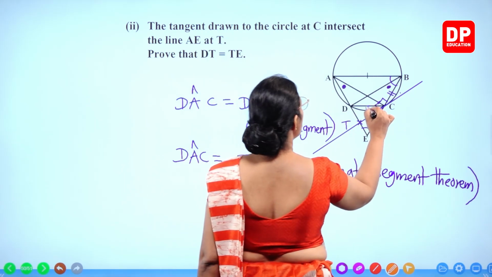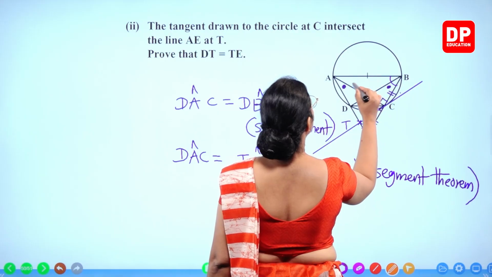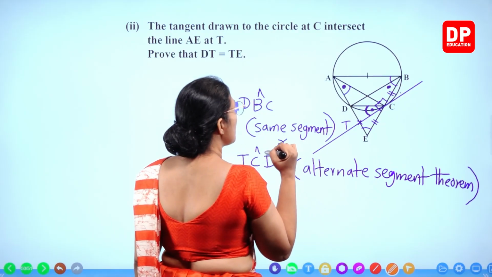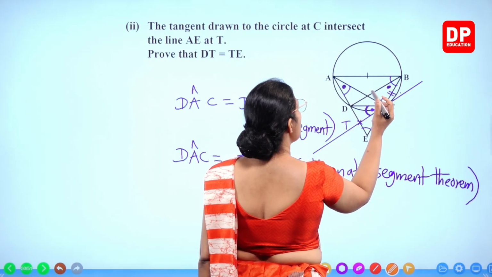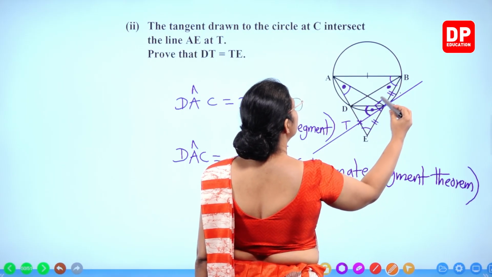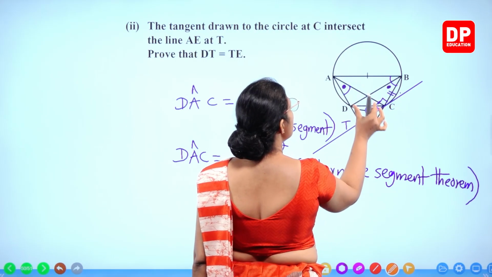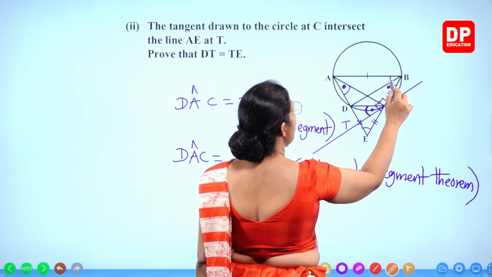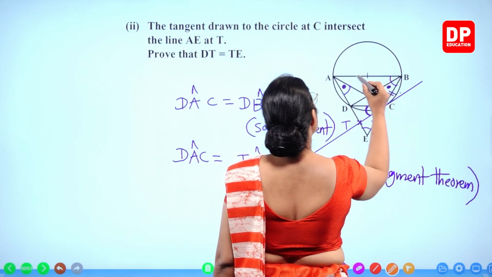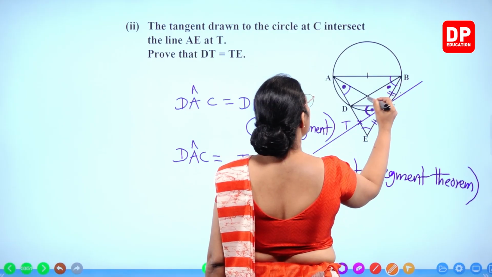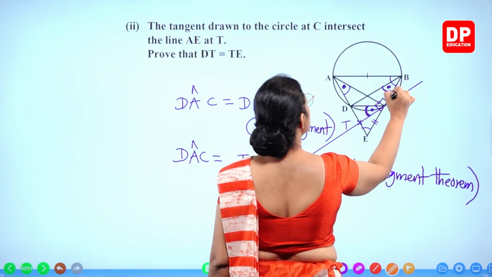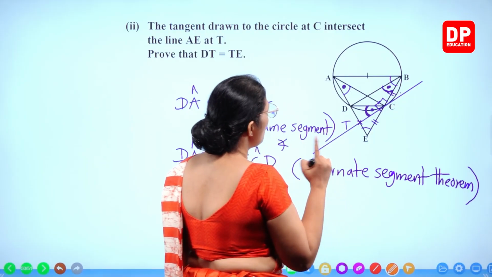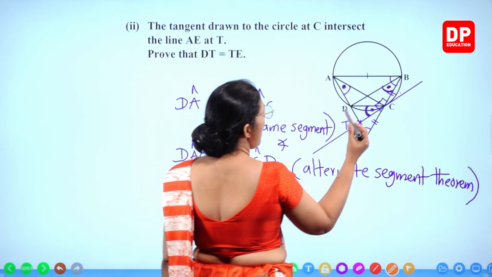This angle is equal to this angle. Then what can you say about this angle? This angle is equal to this angle. And what about this angle? Now this is the same as this angle. Now these three are equal. Now what about the other side?